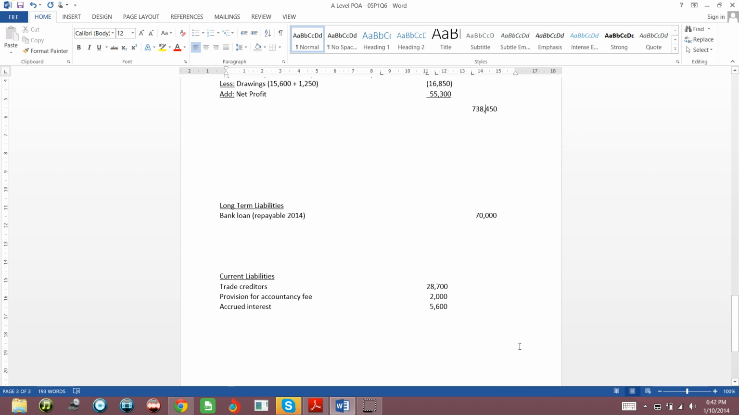Then here I will also add up and put a subtotal to this. I would like to leave one or two lines, just in case I left out something within the current asset, I can always slot in. You must also be mindful that in A levels, you are not supposed to use correction fluid or correction tape. So you can only cancel. So that's why I always leave a few lines after each category, just in case I leave out something. Okay, 36,300.